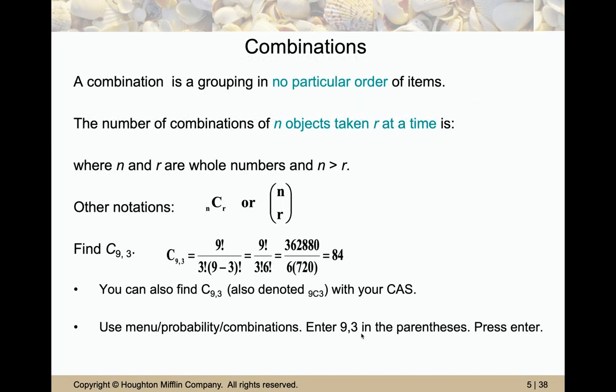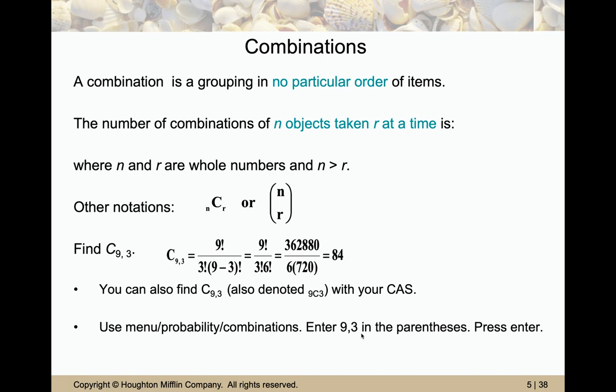Now, a combination is a grouping of items in no particular order. It's kind of like a combo meal. If I go to Chick-fil-A and order a number 1 combo, I don't care if they put my sandwich in first or my French fries, or, I always get a diet lemonade, if they make my diet lemonade first. I just care that all the pieces are there. I don't really care what order they're in, okay?